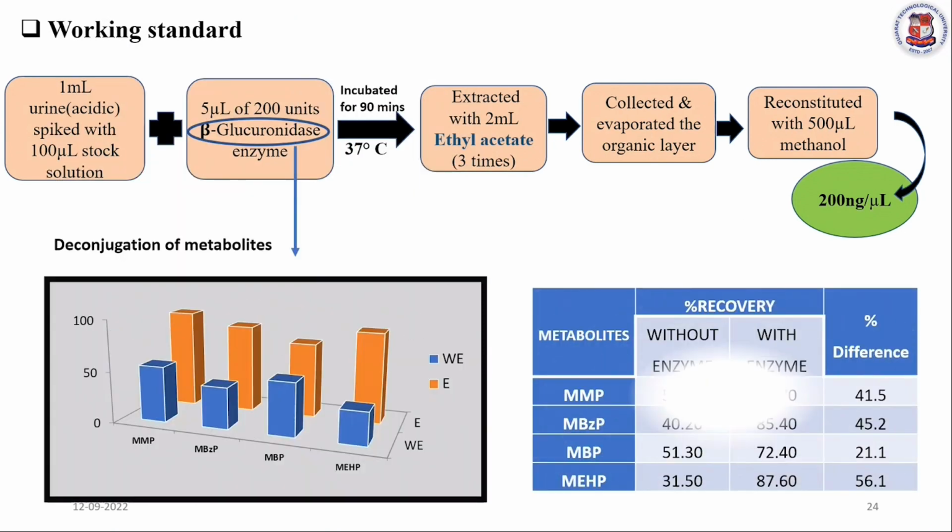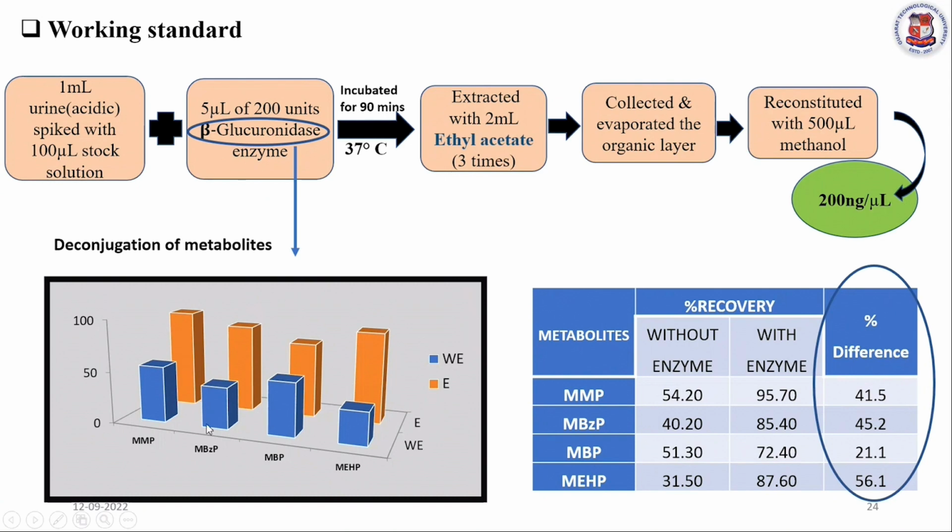This is the data of deconjugation of the metabolites with and without the use of enzyme. You can see the recovery is very low when we have not used the enzyme. When we used the enzyme, beta glucuronidase, it deconjugates the metabolites from the urine matrix and increases the recovery. We observed more than 40% recovery in each case. That's why we used the deconjugation enzyme, beta glucuronidase.